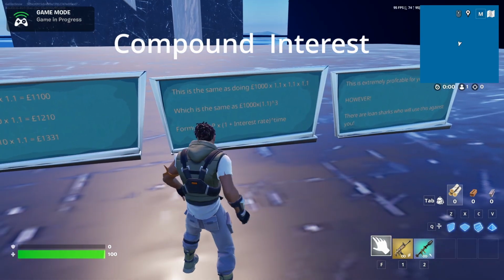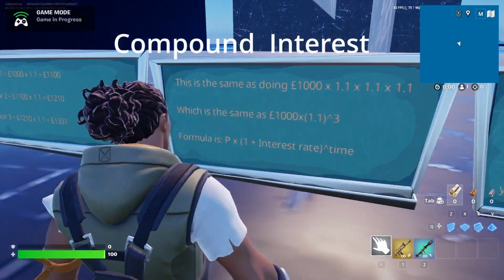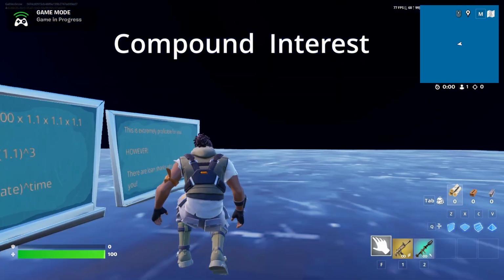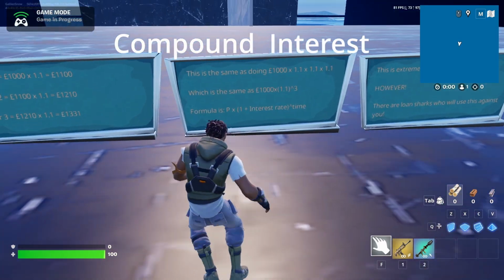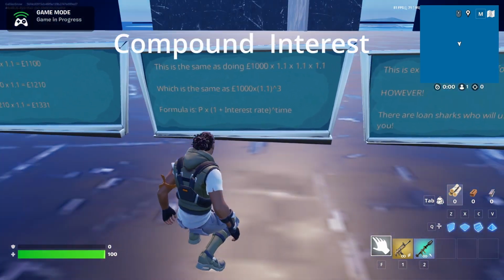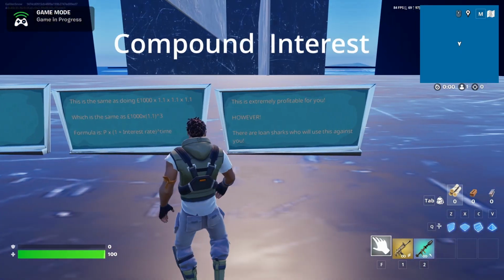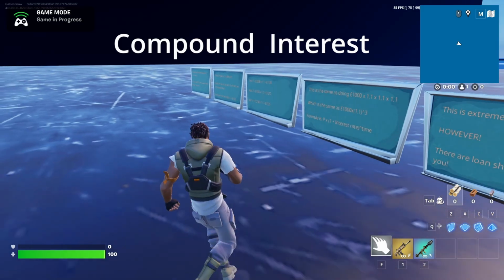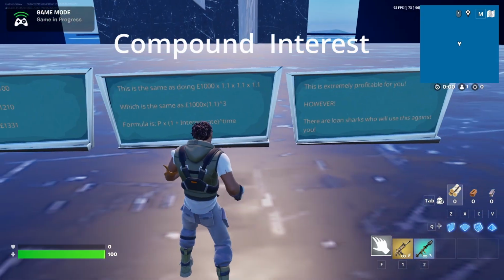So this is basically the same as doing 1,000 times 1.1 times 1.1 times 1.1, which is the same as £1,000 times 1.1 to the power of 3. So the speedrunning formula for this is basically P times 1 plus interest rate to the power of time. And this is extremely profitable. However, there are people who will loan this and will use this against you, and you want to avoid that as much as you can, because this is going to grow really fast.